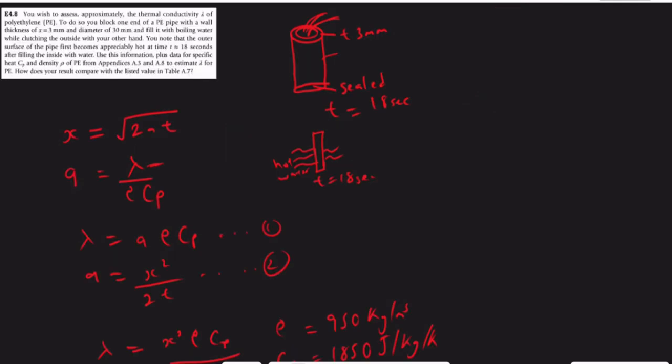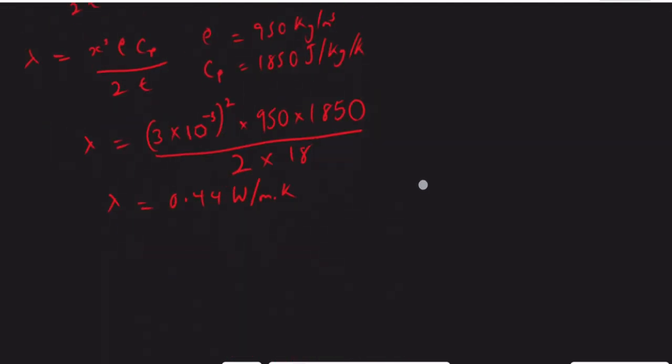watts per meter per Kelvin. Going back to the question, it is telling us to compare the value that we obtained to the listed value for polyethylene. So based on this experiment, we compare our result to the standard value. If you look at appendix A, table A7, you find that lambda of polyethylene is 0.4 to 0.44. Therefore, the value that we got is within the range. So our answer is correct. Moving on to the next question.